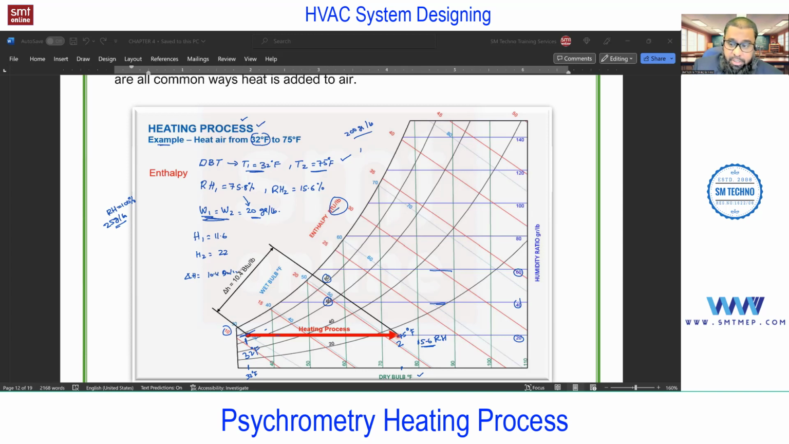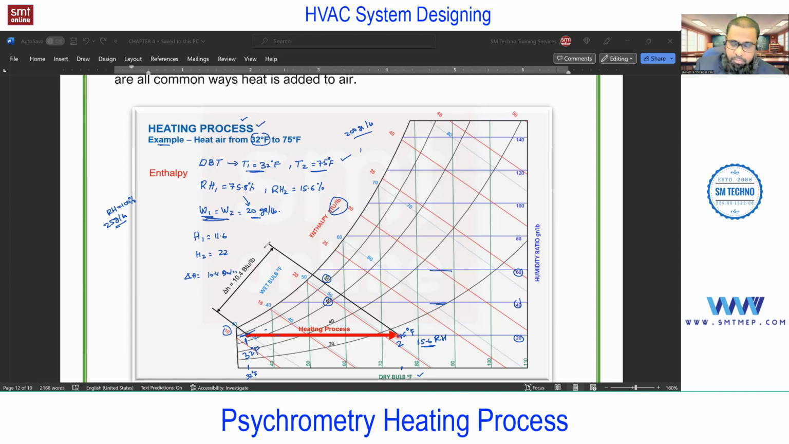So this is the heating process. If you add heat, that is sensible heat, the temperature will increase and the humidity ratio is going to be constant. RH will reduce and the humidity ratio is going to be constant. So this is only a heating process. We are not adding or removing moisture. This is one process.